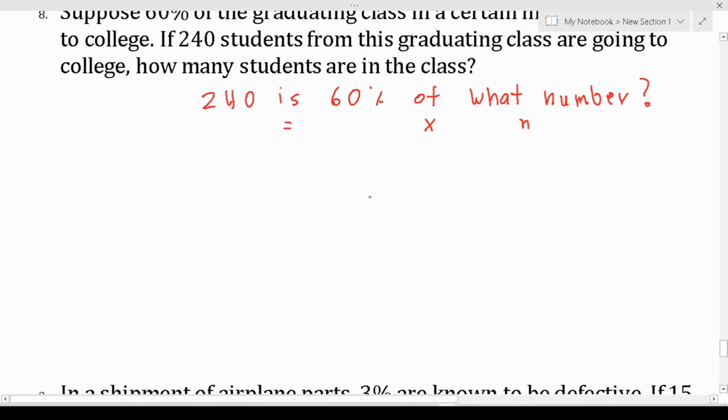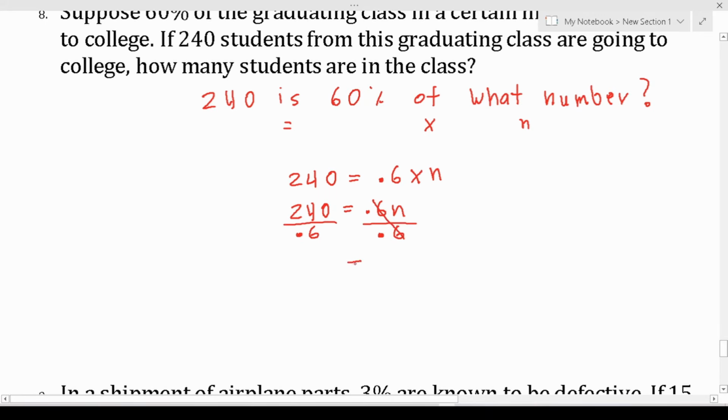So let's work this out. Again, this is 240 equals 0.6. That's the same as 60% times n. Again, let's clean this up a little bit. This is 240 equals 0.6 n. We're solving for n, so let's divide both sides by 0.6.